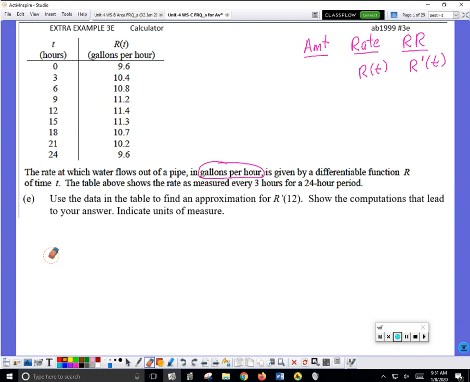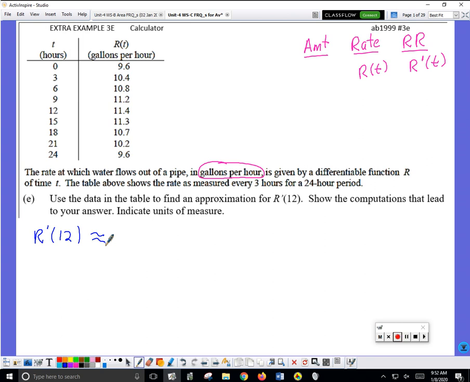It says, use the data in the table, so here, to find an approximation for R prime of 12. So I'm supposed to be approximating R prime of 12. So I want to get as many answers as possible, so feel free to talk to each other. But I want you to raise your hand and be able to tell me in English, what does the symbol R prime of 12 represent? So looking for hands. Talk to each other, I want more hands. So hands up. Come on, show me your hand. What does the symbol R prime of 12 mean?